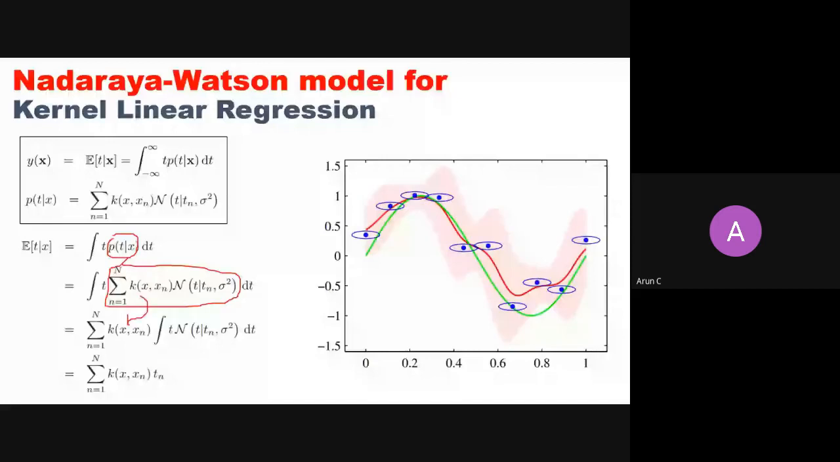The integral of a summation is the summation of the integral. You just switched it up, and then you left it with this. And what is this? Quickly, can anybody tell me what this is?